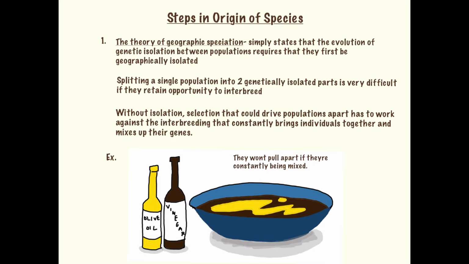Geographic isolation is the first step in the origin of species. It is also known as the theory of geographic speciation. It is important to have genetic isolation between populations to be geographically isolated. It's important to have them isolated because without isolation, selection that could drive populations apart has to work against the interbreeding that brings individuals together and mixes up their genes.